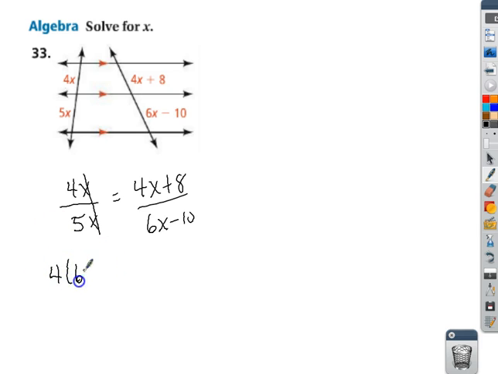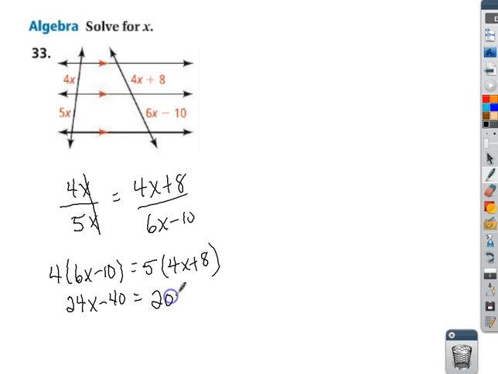I cannot cancel the x's from here. Does everybody understand why? Because these are parts of an expression, and that just doesn't work that way. So 4 times 6x minus 10 is equal to 5 times 4x plus 8. So I'll distribute. That'll be 24x minus 40 is equal to 20x plus 40. I'll subtract 20x from both sides, and that'll give me 4x minus 40 is equal to 40.